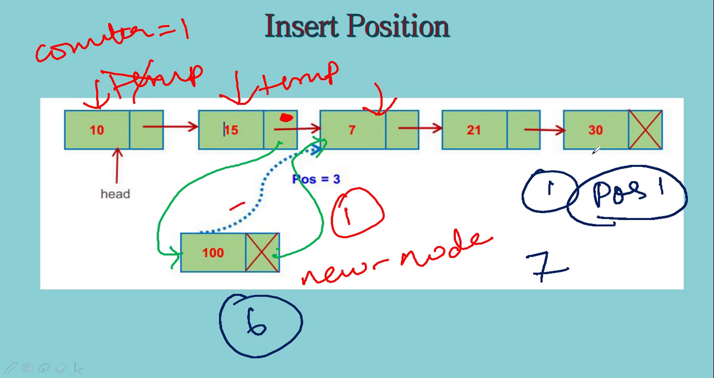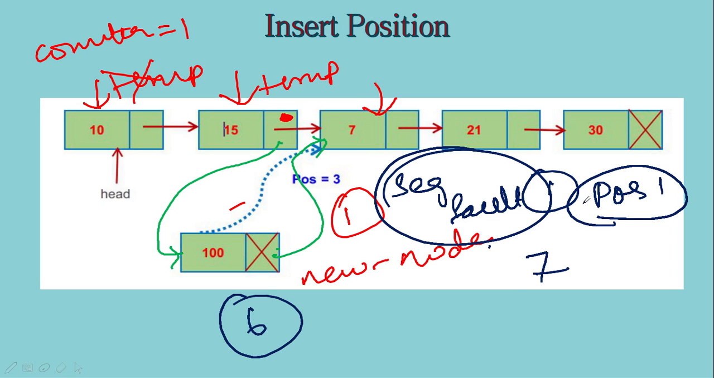But when you look at it, there is no 6th position at all, and if you try to do it without care, if you are not giving proper care, then you will be facing segmentation fault, right? So you should be very careful when you are going to move the pointers, that you are not going to dereference a null pointer, right?